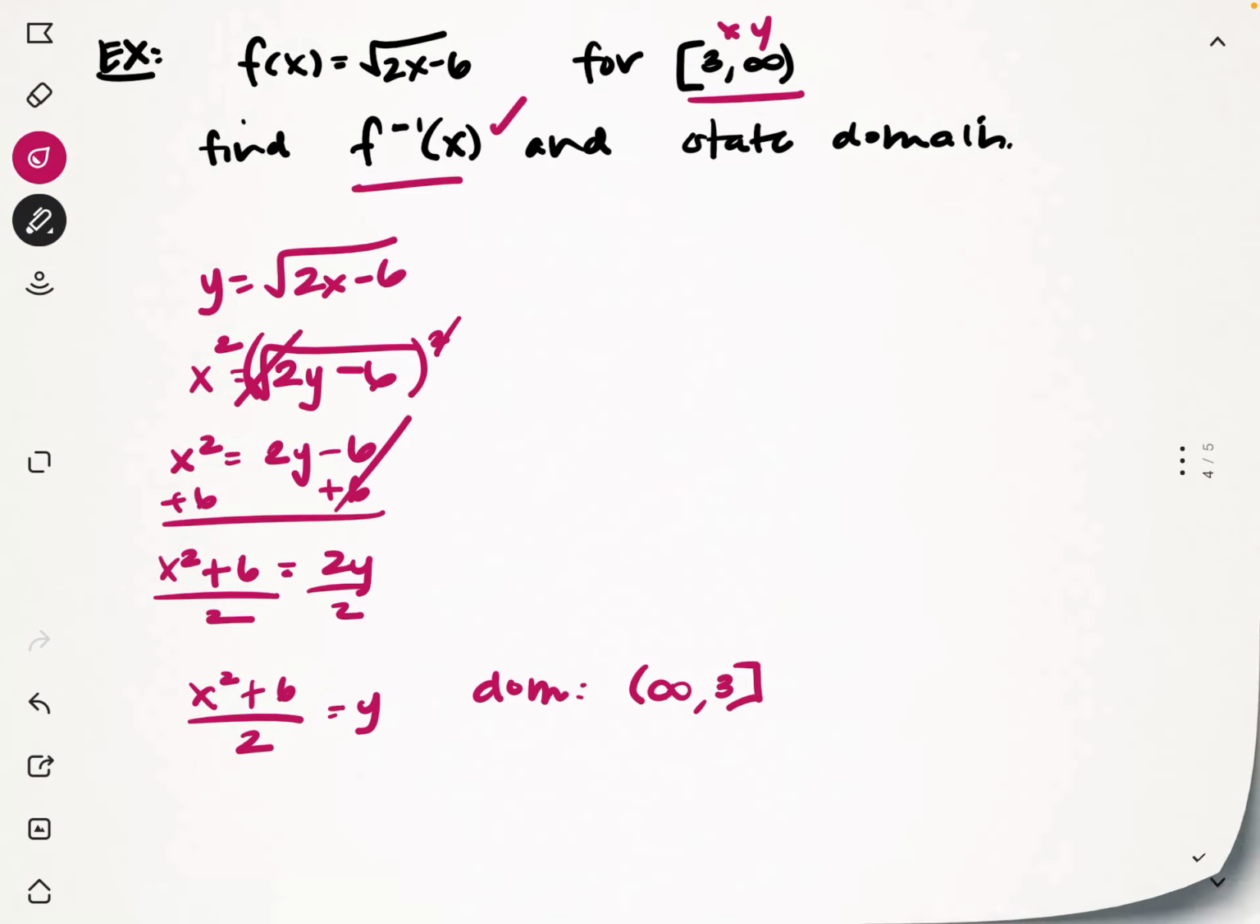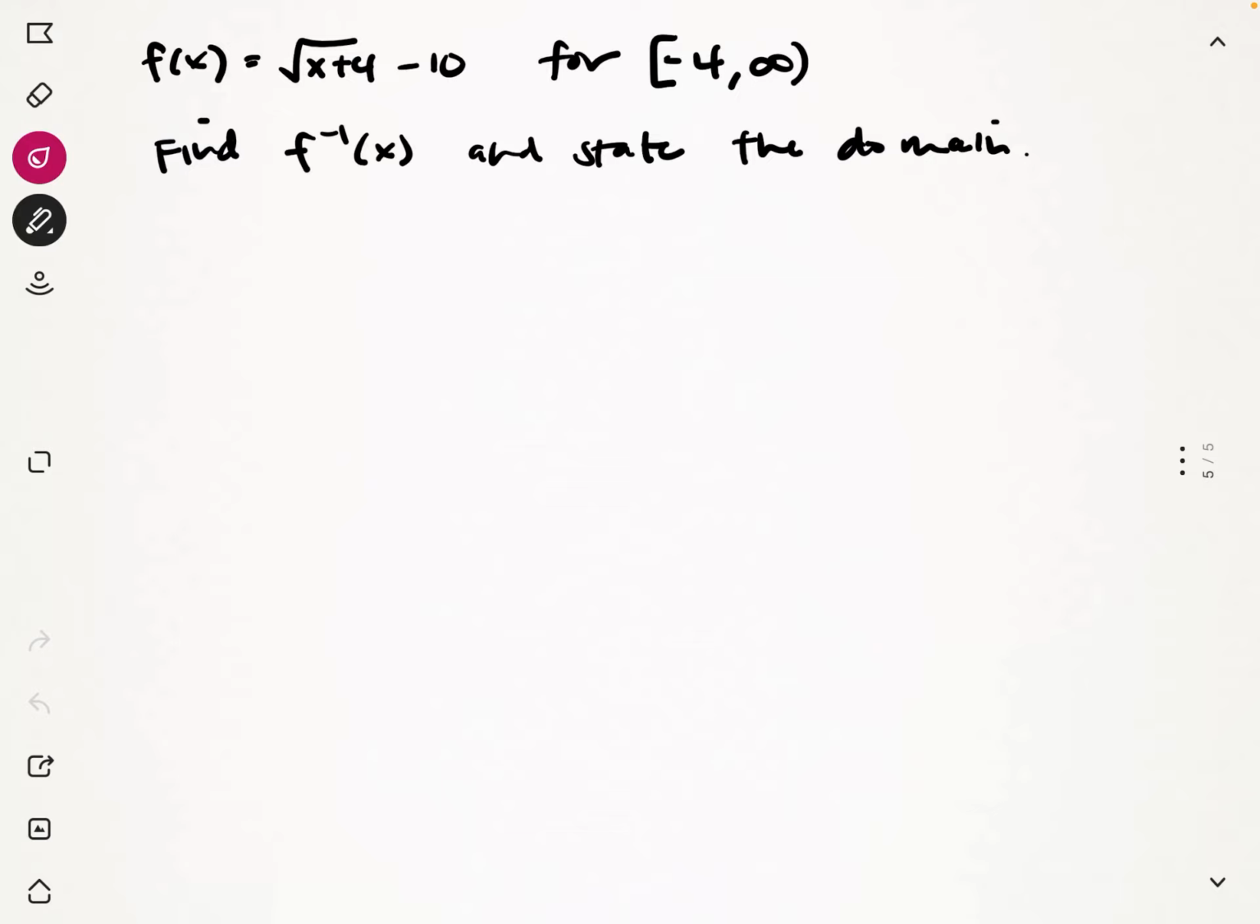Okay, pretty cool. Let's do one more. This one's a little bit more complex, but not too much. So we're going to say y equals the square root of (x plus 4) minus 10. Notice the minus 10 is outside of the parentheses. All right, so we're going to add our 10. Oops, sorry, we didn't switch our x and our y. Okay, add 10.